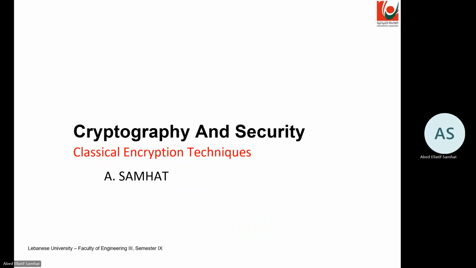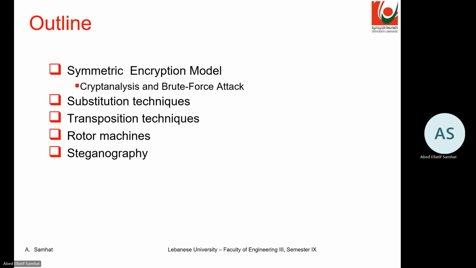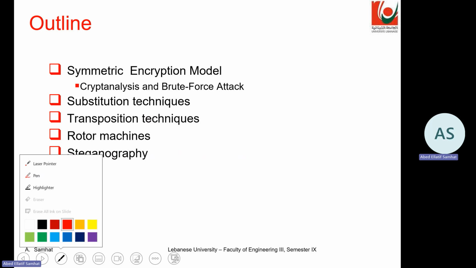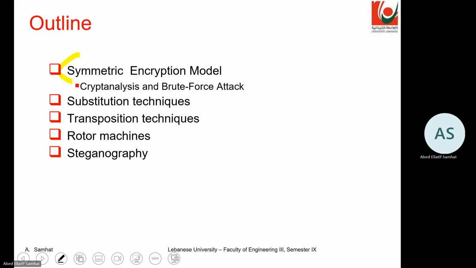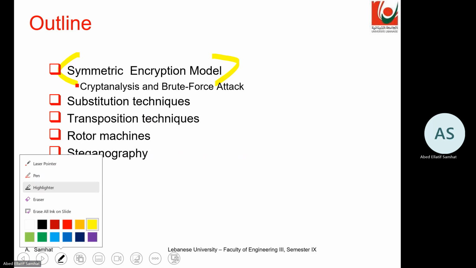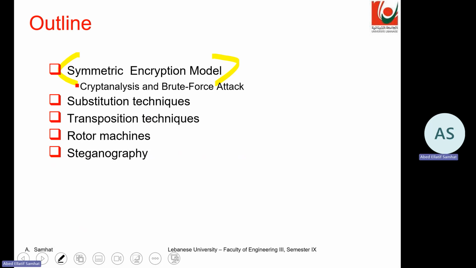Okay, this session we continue cryptography and security with chapter 2, where we deal with the classical encryption technique. So we will start with the conventional encryption, which is the symmetric encryption model. And after that, we will investigate the substitution technique and the transposition technique, so the rotor machine and the steganography.